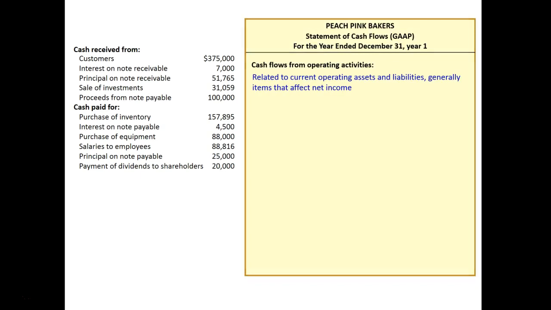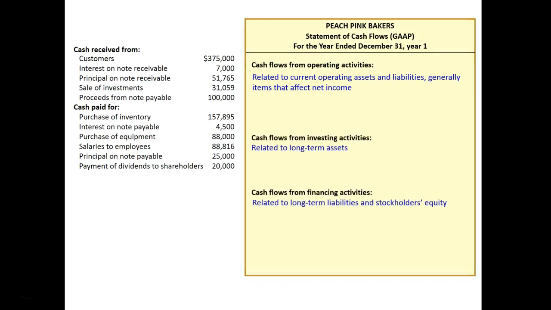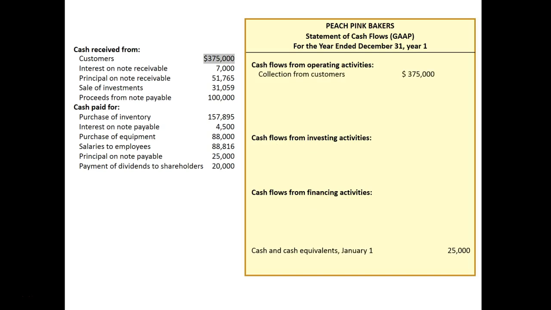So as you see here, we're going to begin by using the operating activities and start with cash flows from operating. This relates to the current activities of a company. We're going to start with the collection from customers. From there, the interest on the note receivable. Remember, the note receivable will be put elsewhere, but the interest on it is an operating activity.